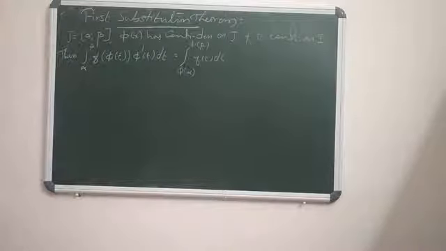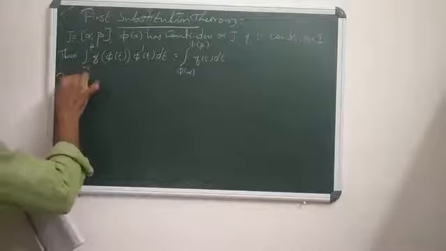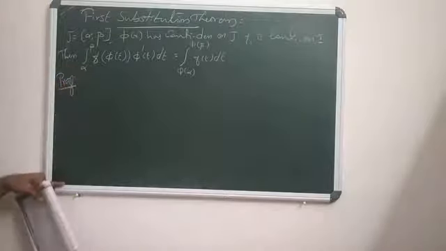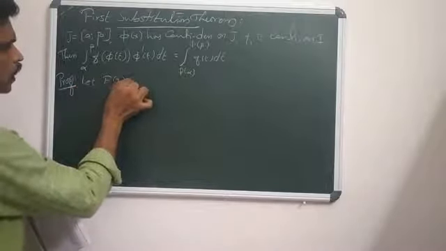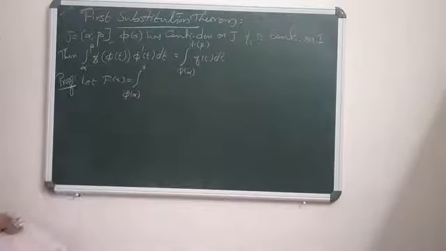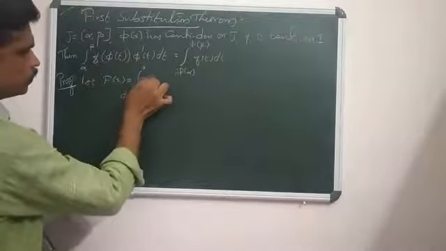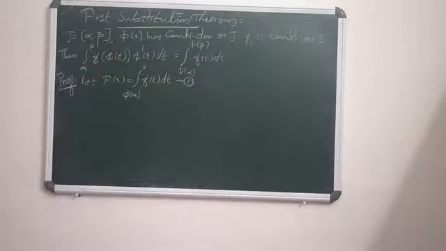So how to prove this one? The proof is so interesting. Come to the proof. Let capital F of x equal the integral from phi alpha to x of f of t dt. Now get the solution. You can define a function capital F of x, that is nothing but the integral from phi alpha to x of f of t dt.